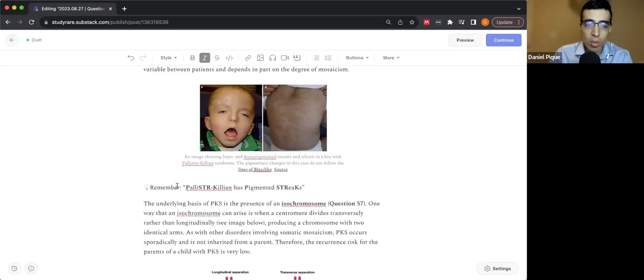So just a little way to remember Pallister-Killian and its association with pigmented streaks: you can see the association between the spelling of the word Pallister-Killian and pigmented streaks. Just note that similarity, and that should help you remember that for exams and for your clinics.